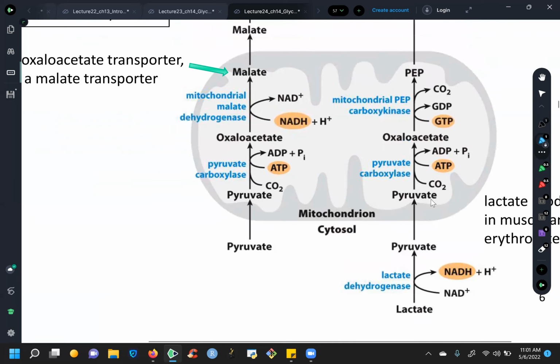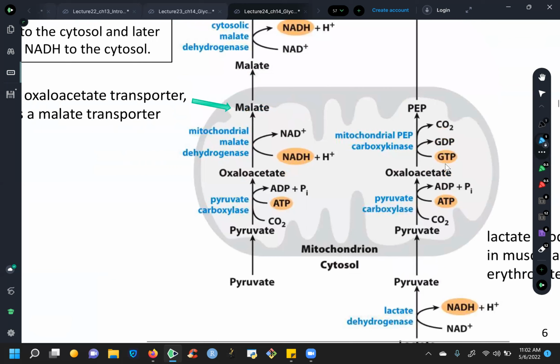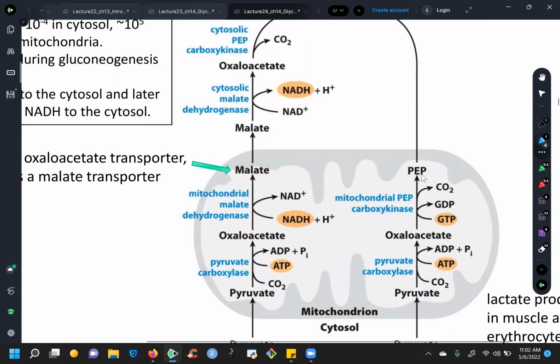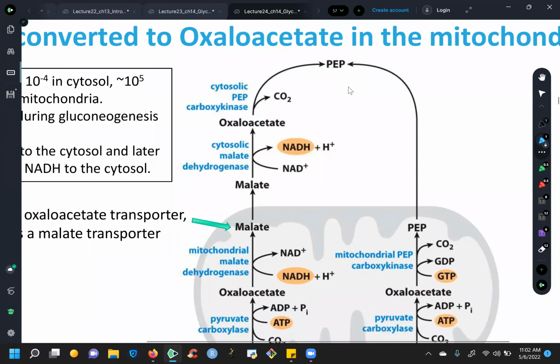Okay, and then here in the mitochondria, we use CO2 and we use an ATP, and the enzyme pyruvate carboxylase turns pyruvate into oxaloacetate. And then from oxaloacetate, we use a GTP and a CO2, and mitochondrial phosphoenolpyruvate carboxykinase turns oxaloacetate into phosphoenolpyruvate. And now phosphoenolpyruvate can leave the mitochondria into the cytosol.